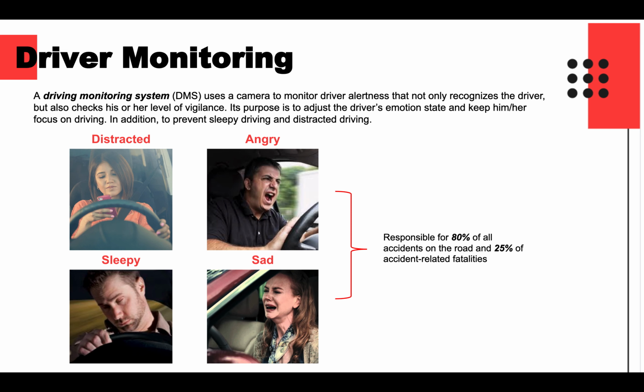Driver monitoring systems have been developed by many manufacturers for the purpose of achieving higher driving safety. A driver monitoring system, DMS, uses a camera to monitor driver alertness that not only recognizes the driver but also checks his or her level of alertness. Its purpose is to adjust the driver's emotion states and keep him or her focused on driving. In addition, it can be used to prevent sleepy driving and distracted driving.